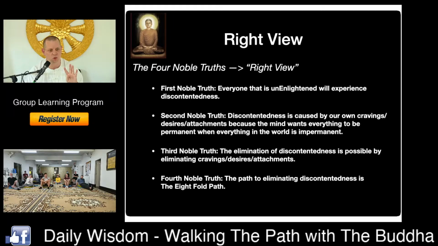Okay, there's 4 simple statements here that you can independently verify. The first one's explaining the problem. The second one's explaining the cause of that problem. The third one is explaining the solution. And the fourth one is explaining the complete solution. So the problem that the Buddha discovered is that everyone that is unenlightened will experience discontentedness.